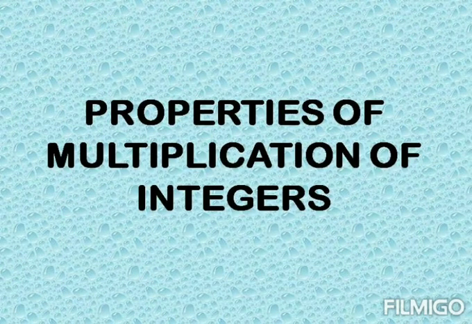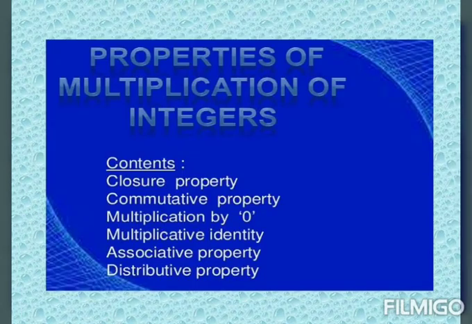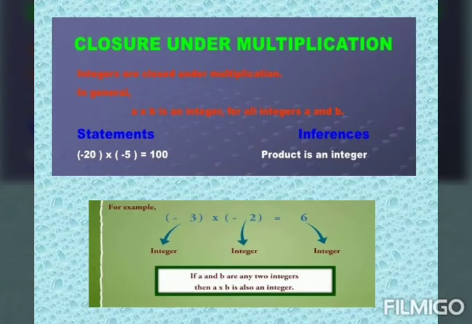Children, next we are going to learn the properties of multiplication of integers. In this, we are going to learn closure property, commutative property, multiplication by zero, multiplicative identity, associative property and distributive property. As usual, our first property is closure property.